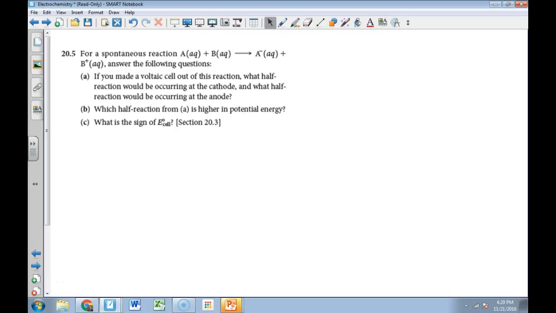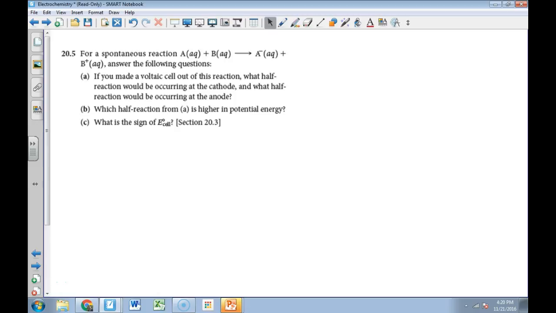Hey everybody, let's take a look at question 20.5 out of Brown, LeMay, and Bursten. We have a spontaneous reaction, and there it is. It says if we're going to make a voltaic cell, what half reaction would be occurring at the cathode, and what half reaction would be occurring at the anode?